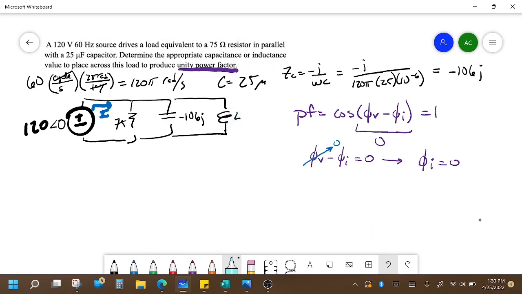I put L here, but I'm actually going to erase that. I'm going to put what its Z equivalent would be, which is jWL, right? And I know W is 120 pi, so I'll put j 120 pi L. So I'm just looking for that L value.